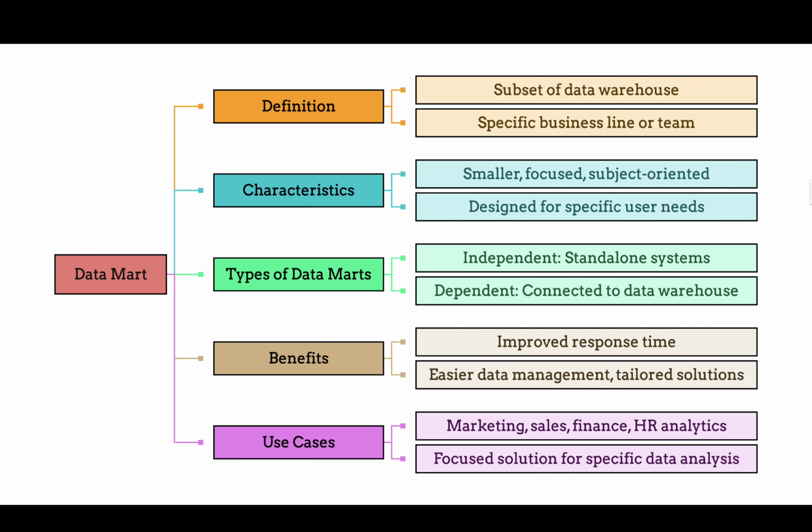Data mart. 1. Definition of data mart. A data mart is a subset of a data warehouse, focused on a specific business line or team. It's a repository of data that is oriented towards a specific business function or department. 2. Characteristics. Data marts are smaller, more focused, and subject-oriented. They are designed to meet the needs of a particular group of users. They are generally easier to use and navigate than full data warehouses due to their specific focus.